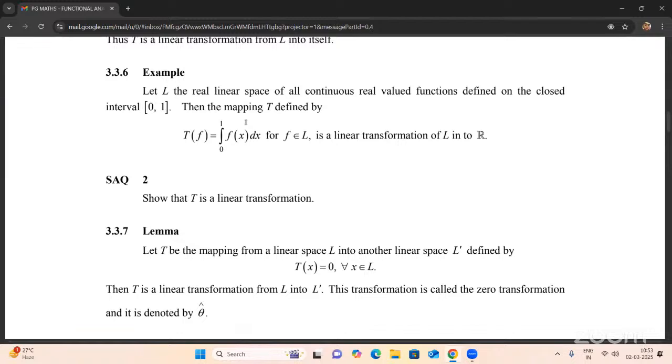Now that question is given in the final examination. That is also, it completely depends upon the linear transformation definition. Listen carefully. Any doubt? Yes.